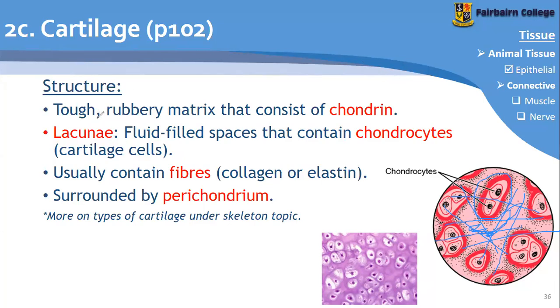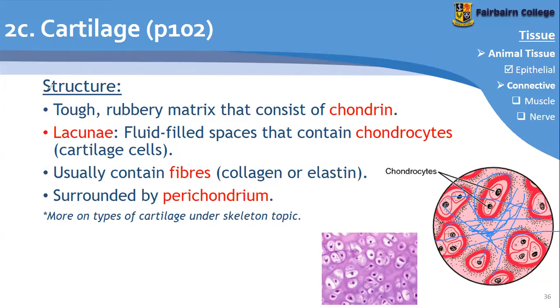Cartilage consists of a tough, rubbery matrix. If you remember back to when we discussed the bone, bone is a hard, calcified matrix, whereas the matrix for cartilage is still solid, but more rubbery. It consists of chondrin. Chondrin is the material that the matrix is made up of, whereas in bone it was made up of minerals like calcium and phosphorus.